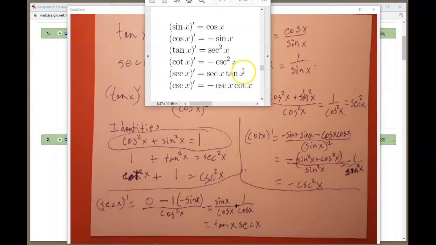The secant tangent. We usually write the secant first. Secant tangent. I think because of alphabetical order. But maybe not, because cosecant and cotangent are written this way, so that's not alphabetical order.